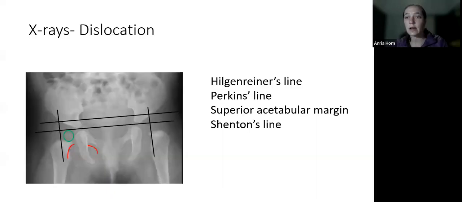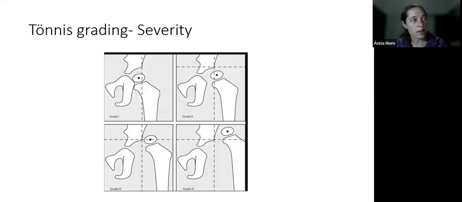Okay. So, diagnosis on the X-ray. It should be fairly obvious, but if the femoral heads are not ossified, it can be less clear, as in this particular case. So you draw Hilgenreiner's line, Perkins' line, and the superior acetabular margin, and then you also look at Shenton's line. And then there are some classification systems.